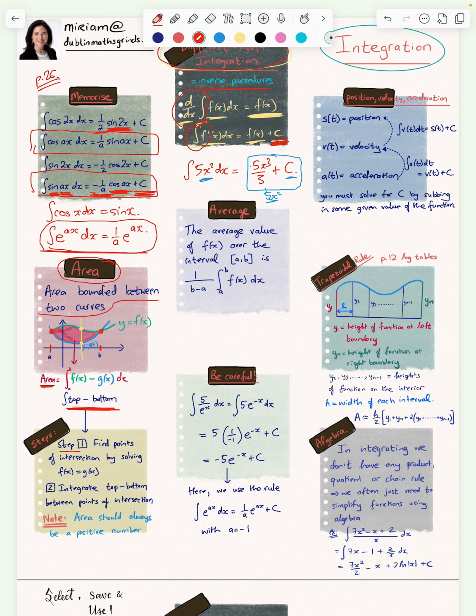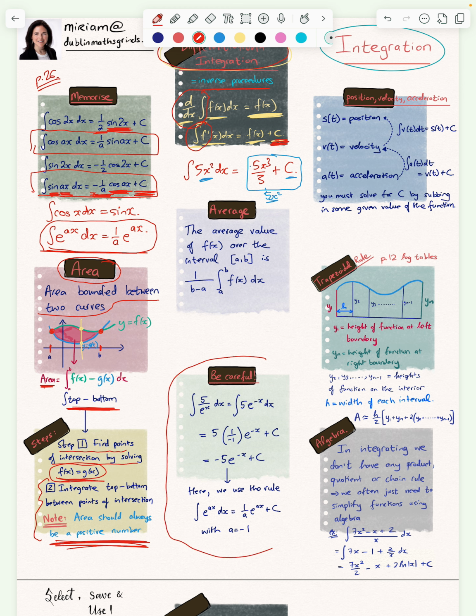So the steps are, first you might need to find the points of intersection by solving the two functions equal to each other, as you always would. That gives you the x values for the points of intersection. And then we integrate the top minus the bottom between the points of intersection. And as with any question, area, volume, length, they should always be a positive number. So if you get a negative number, that's a good reason to go back and check your calculations.